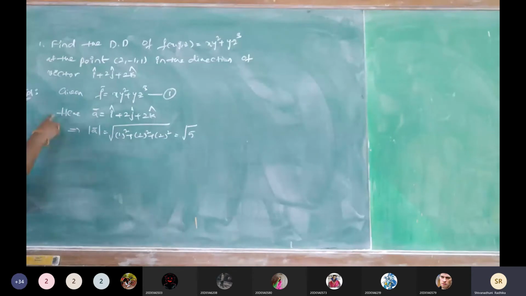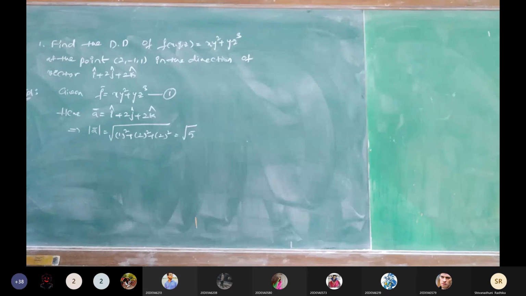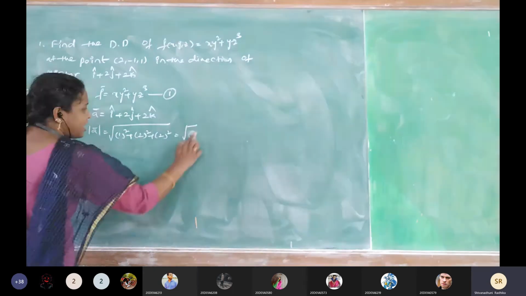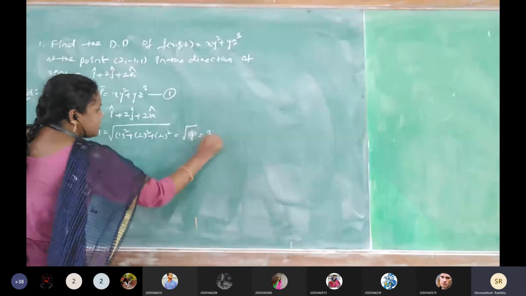Completed. Now the part of what? Root 9 comes, not 5. 4 plus 4, 8 plus 1, 9. So root 9 equals 3. Very good.